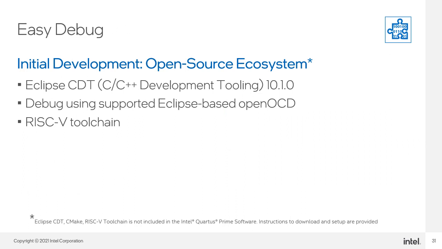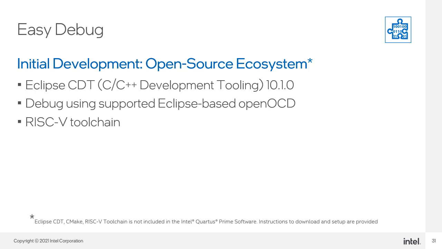Currently, software development is enabled using the open source ecosystem. You can build your application using command line interface or the Eclipse IDE. Additionally, you can use a third-party IDE of your choice for software development. Please note, the Eclipse C/C++ development tooling and the RISC-V toolchain are not included in Quartus. However, we provide instructions to download and set them up in the Nios V documentation.